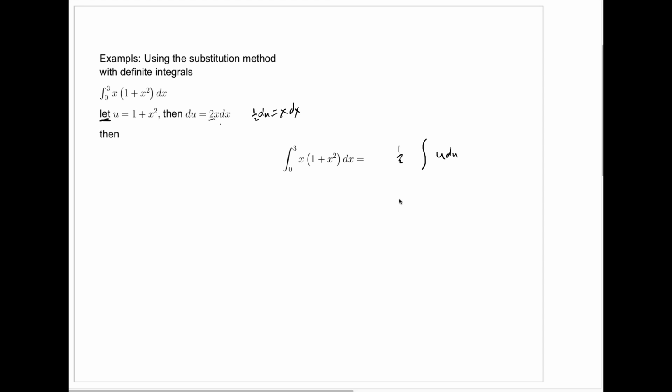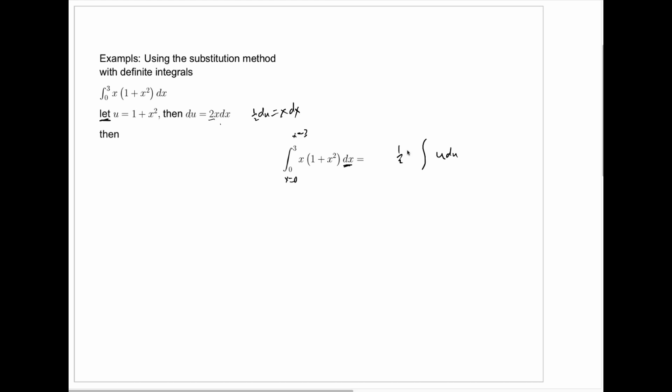Do we leave the limits the same, or do we change them? The answer is we have to change the limits if this equation is going to be correct. This 0 means x equals 0. And you know it's x equals 0 because we have the dx here telling us x is the variable of integration, so that 0 represents a value for x. Similarly, that 3 represents x equals 3.